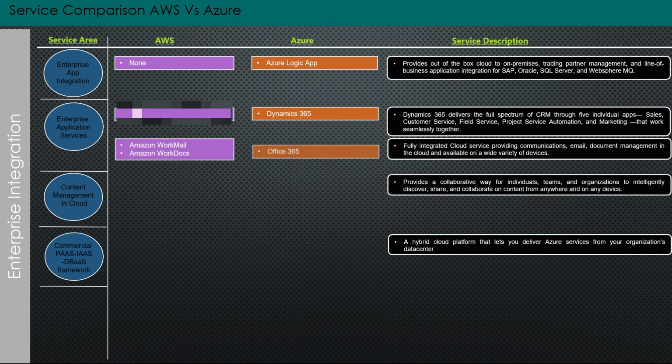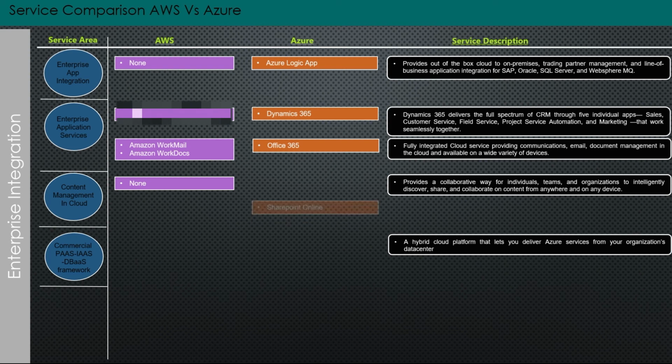Let's talk about the third service area, that is Content Management in Cloud. AWS provides no services for now. Azure provides SharePoint Online.